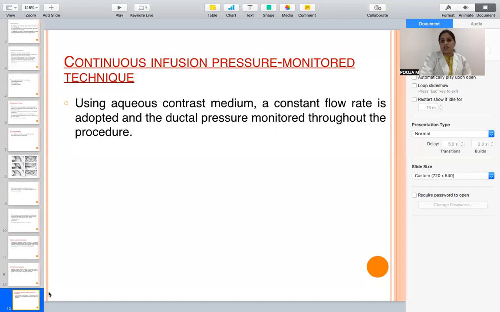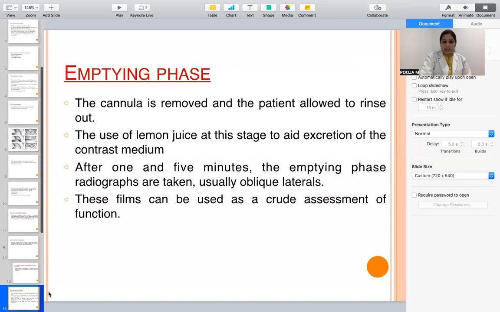And so this constant flow and constant pressure is monitored with the help of a monitoring device, and then contrast medium is injected. So those are the three techniques through which contrast medium is injected in the filling phase.